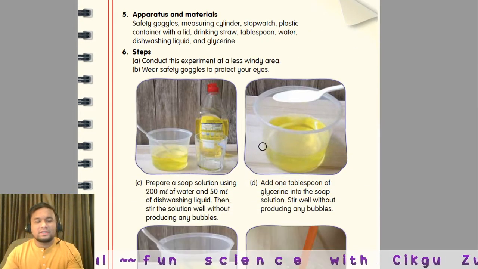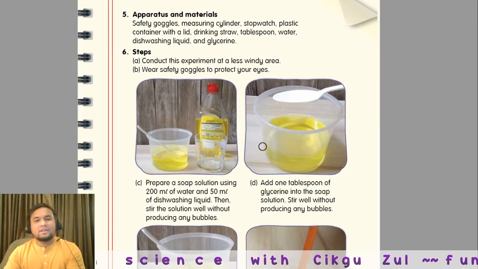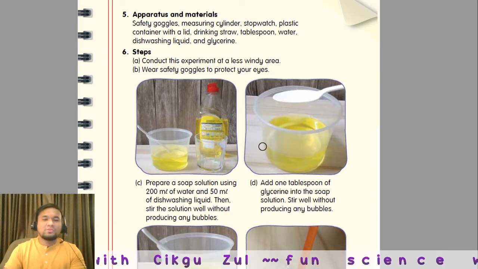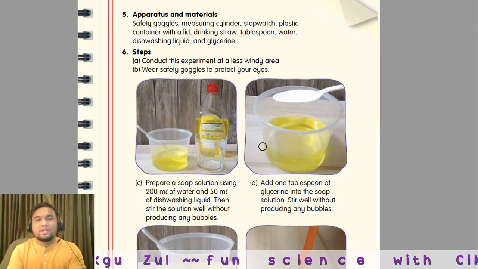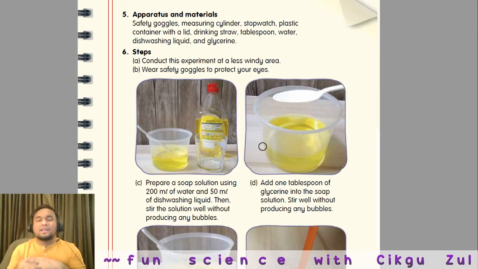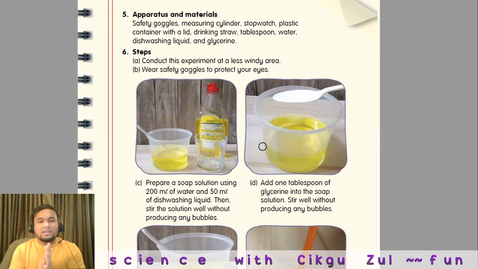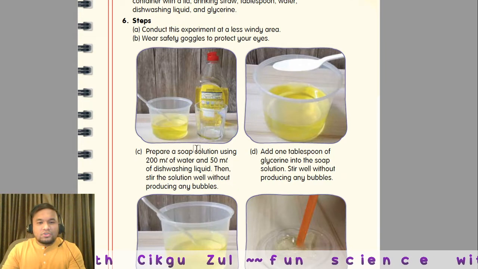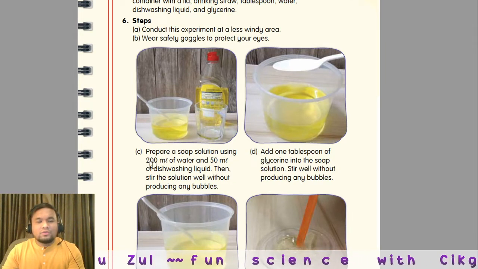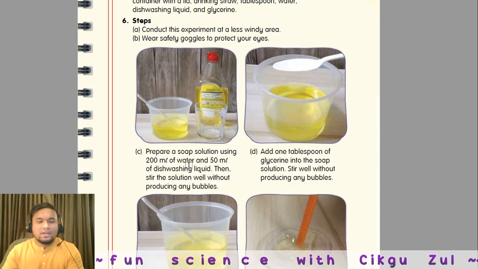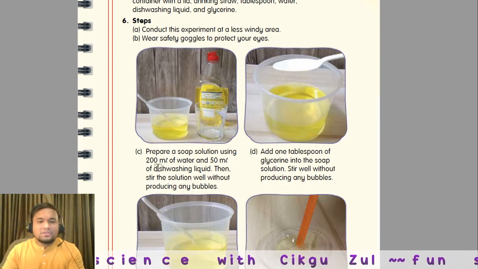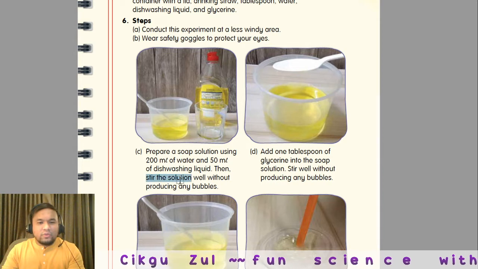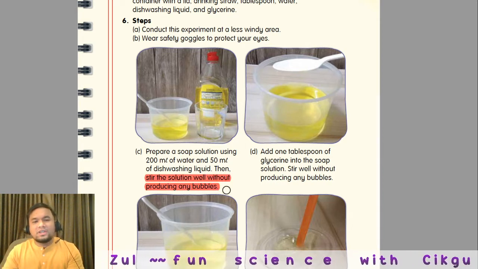Okay, the steps here. A, conduct the experiment in a less windy area. Nak senang kita buat di dalam rumah lah, ataupun in a room. Less windy area ni indoor, lagi senang. And B, wear safety goggles to protect your eyes. C, prepare a soap solution using 200 milliliters of water and 50 milliliters of dishwashing liquid. Then stir the solution well without producing any bubbles.